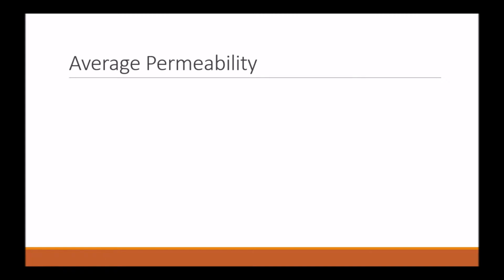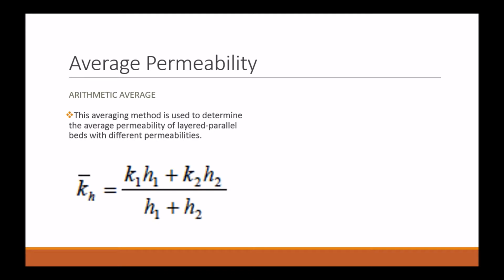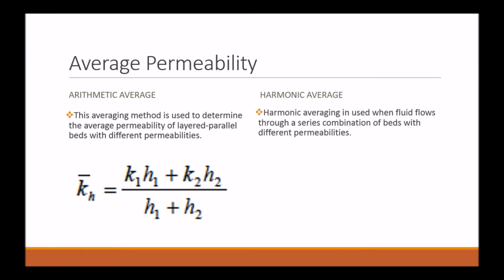Average permeability. There are two different types of average permeabilities, arithmetic and harmonic. Arithmetic average. This averaging method is used to determine the average permeability of layered parallel beds with different permeabilities. This is the derived equation for arithmetic average permeability. Harmonic average. Harmonic averaging is used when fluid flows through a series combination of beds with different permeabilities. This is the derived equation for harmonic average permeability.